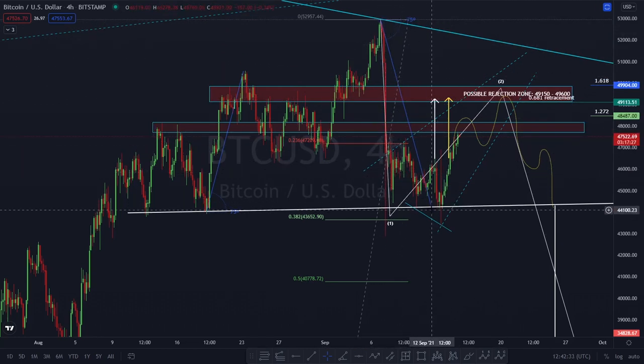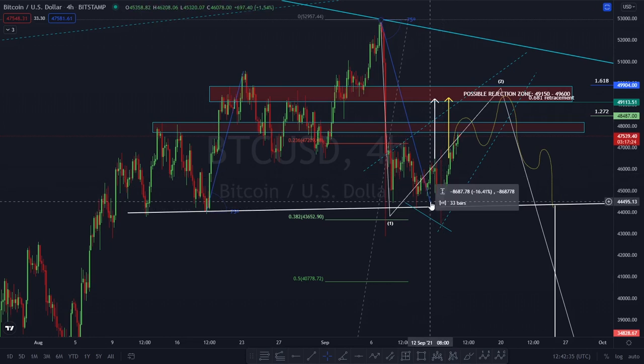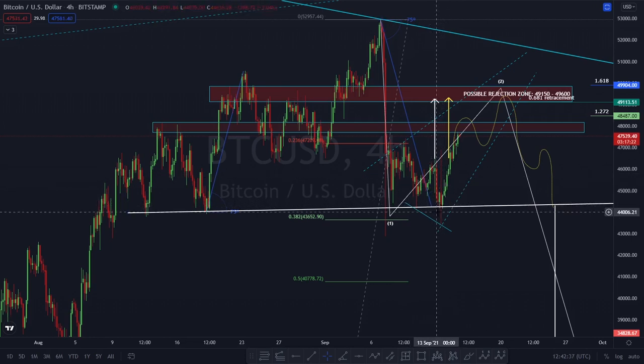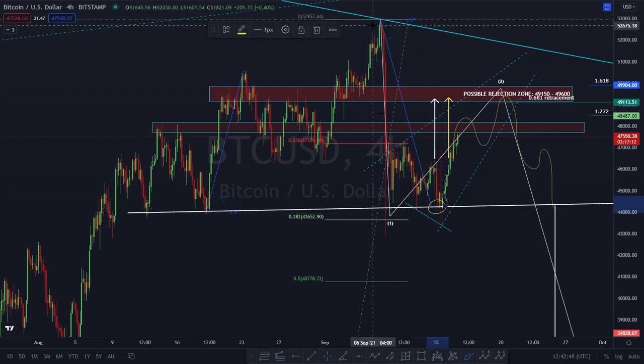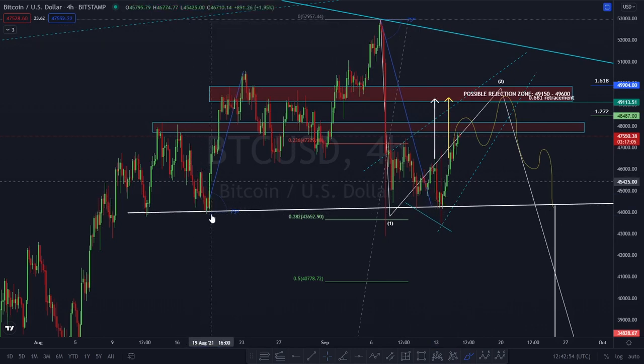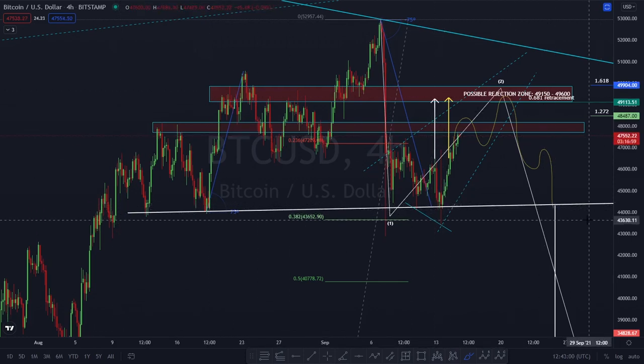All right, so right now I think this is where we should consider to be the real neckline, not all these wicks right here. So this would be our neckline. This would be our neckline because it falls in line with the angle of this one also. All right, so those two should be considered a neckline, and if we break here, we should get a quite massive dump.